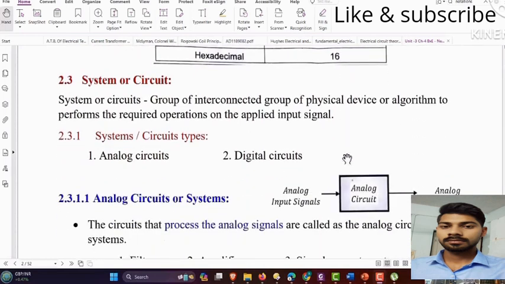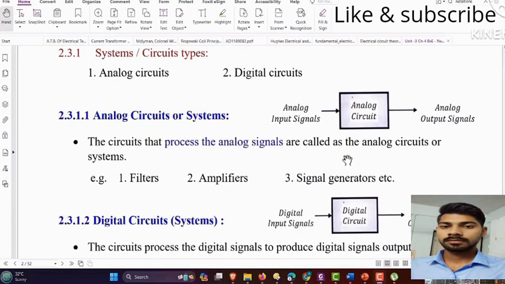Now let us see what a system or circuit is. A system is basically a group of interconnected components or physical devices or an algorithm to perform the required operation on the applied input data or signal. There are two types of systems generally classified in theory: analog circuits and digital circuits, or say analog systems and digital systems. The analog systems are the systems which process the analog signals.